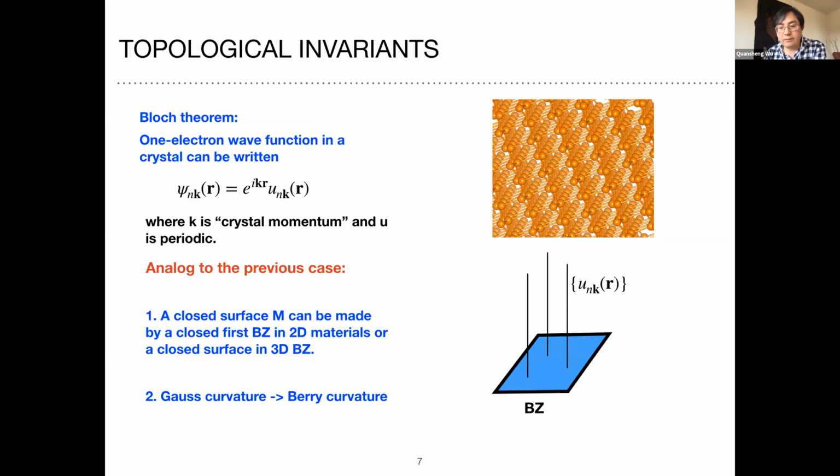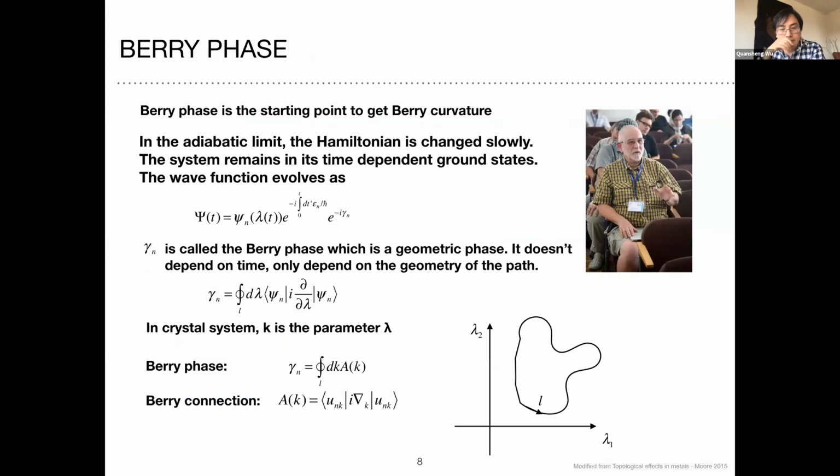For example, here we have a 2-dimensional Brillouin zone, and we have each K point. This is a kind of bundle, a fiber bundle. It gives you the wave function. So now we have a closed surface. The next thing is that we need to build a curvature, right? Then the curvature is called the Berry curvature. So the next question is, how can we define the Berry curvature?